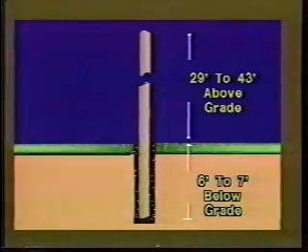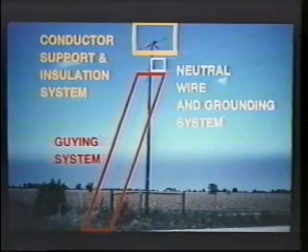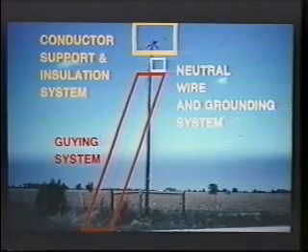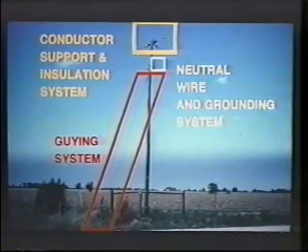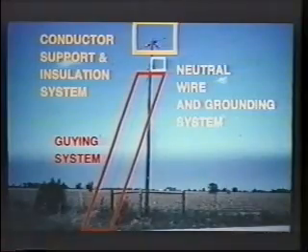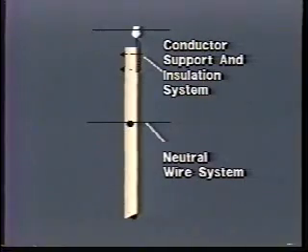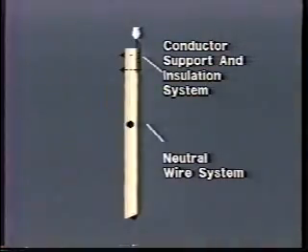A vast majority of overhead distribution lines are placed atop wood poles, normally ranging from 35 feet to 55 feet in overall length. Most structures will consist of the following sub-assemblies: the conductor support and insulation system, neutral wire and grounding system, and where conductor angles or storm protection dictate, a guying system. Simplest of all is the single-phase line with conductor angles of less than 5 degrees.